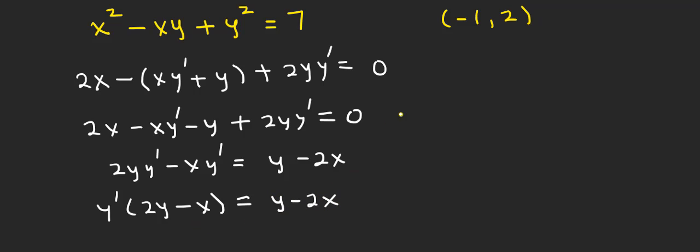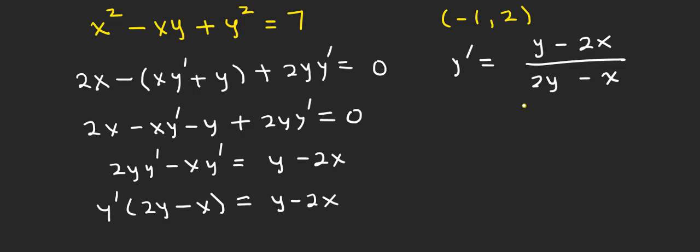And what is y prime? Y prime is y minus 2x over 2y minus x. Now, in order to find the equation of the tangent line of this curve at negative 1, 2, we have to find the slope at negative 1, comma 2. And let's plug it in.